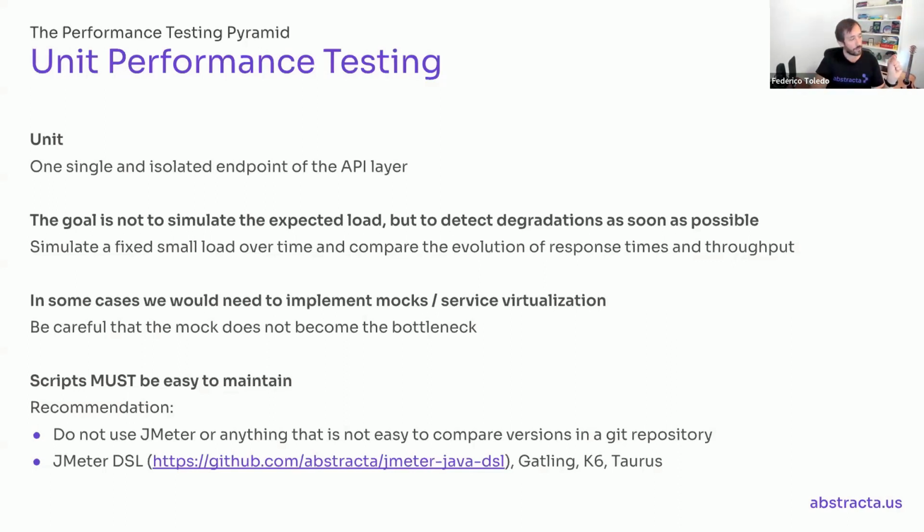So we are going to add in our continuous integration pipeline a small fixed load that is going to run every day, after every pull request or something like that. And we are going to compare how the times evolve over time in order to detect a degradation as soon as possible, right? In some cases, in order to isolate the endpoint, we will need to implement some mocks or use some service virtualization. An important comment here is that the mocks shouldn't be the bottleneck. So we need to be careful when implementing mocks that they must be performant.